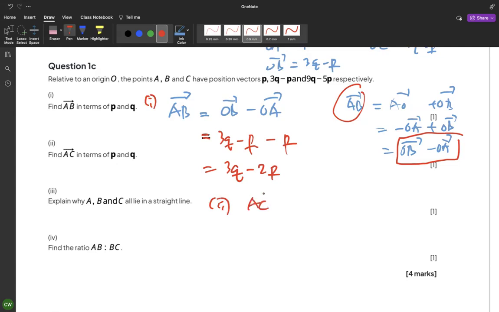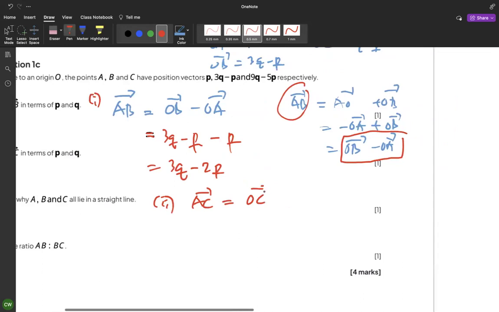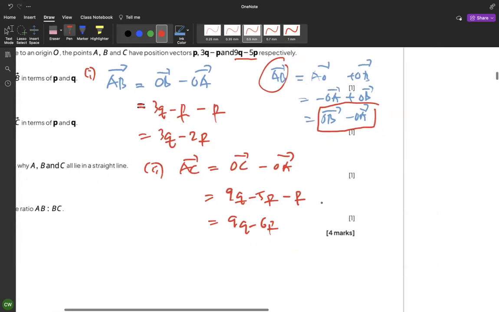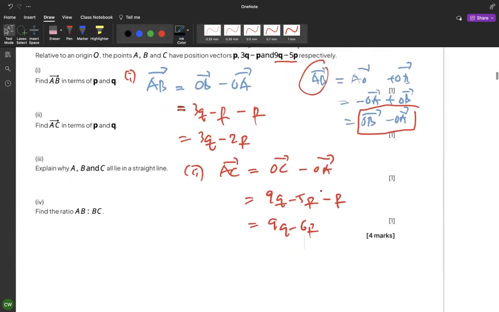AC, can you do the same thing? How to do? OC minus OA. Second one minus the first one. OC based on this. 9Q minus 5P. Number 6P. Yeah, minus another one more P. So it's 9Q minus 6P is correct. Okay. Any problem up to here? No problem.